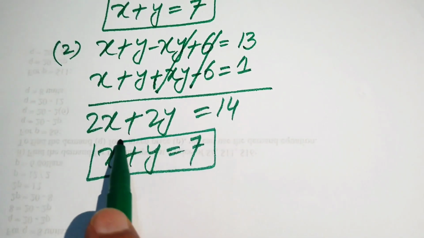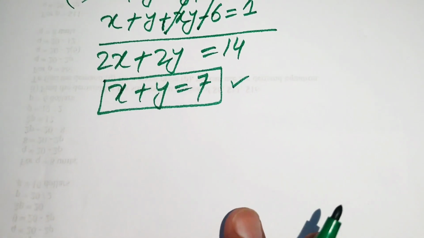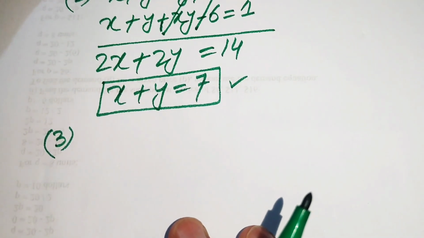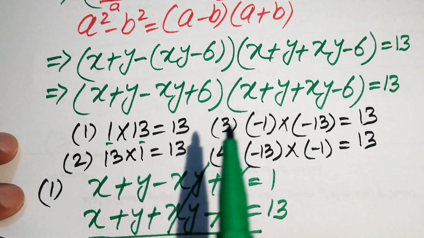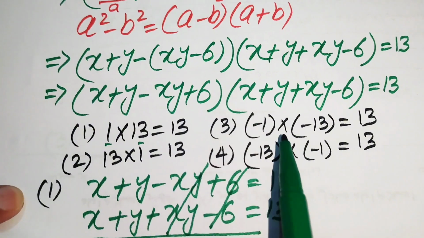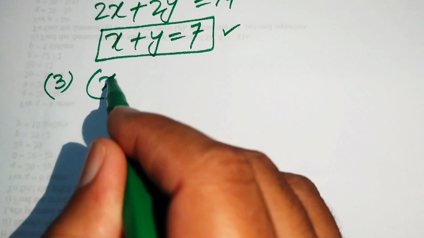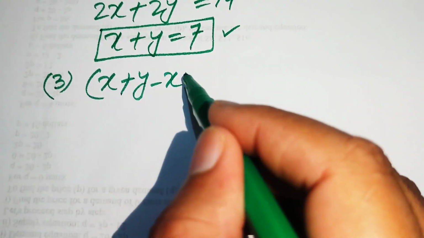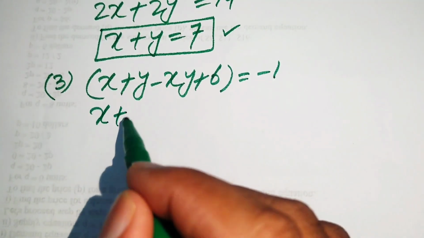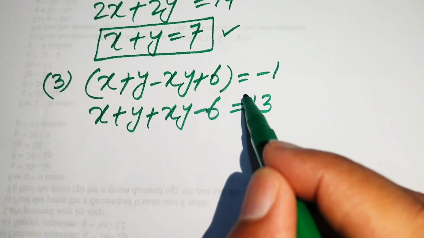So from case number 1 and case number 2 we get the same value of x plus y, which is 7. Now we move towards case number 3, where we compare the left hand side with minus 1 times minus 13. So we compare these two factors with minus 1 and minus 13. In case number 3, it will be written as x plus y minus xy plus 6 is equal to minus 1, and x plus y plus xy minus 6 is equal to minus 13.